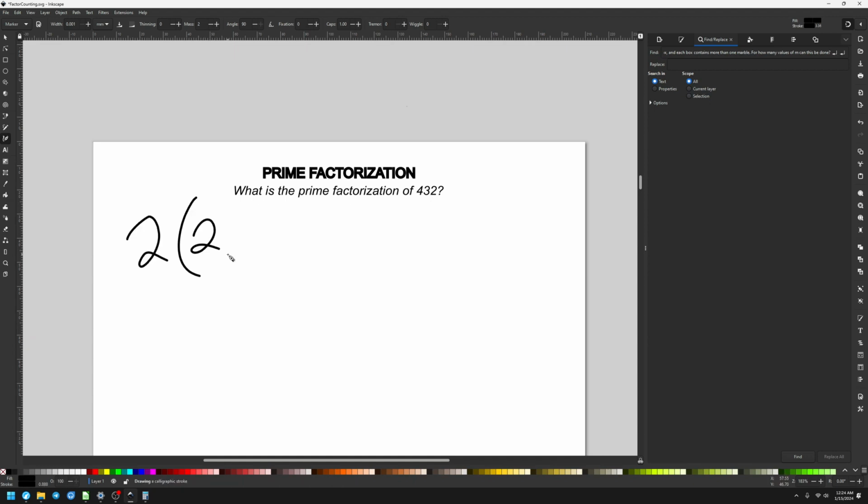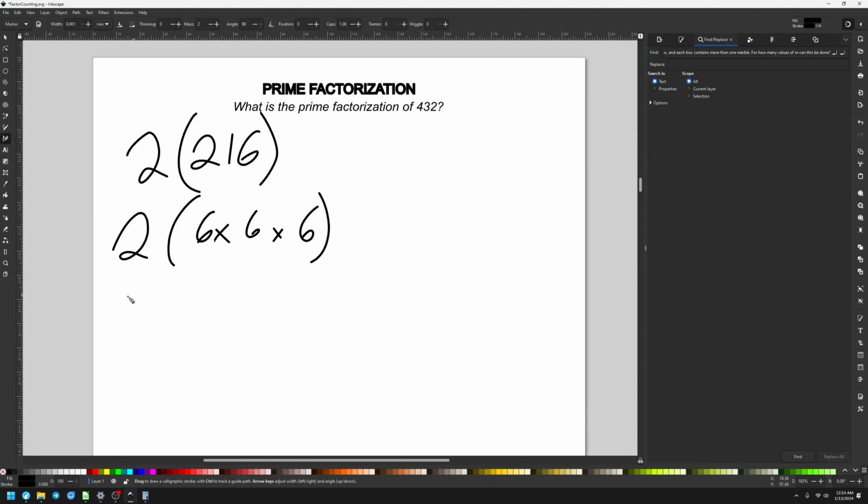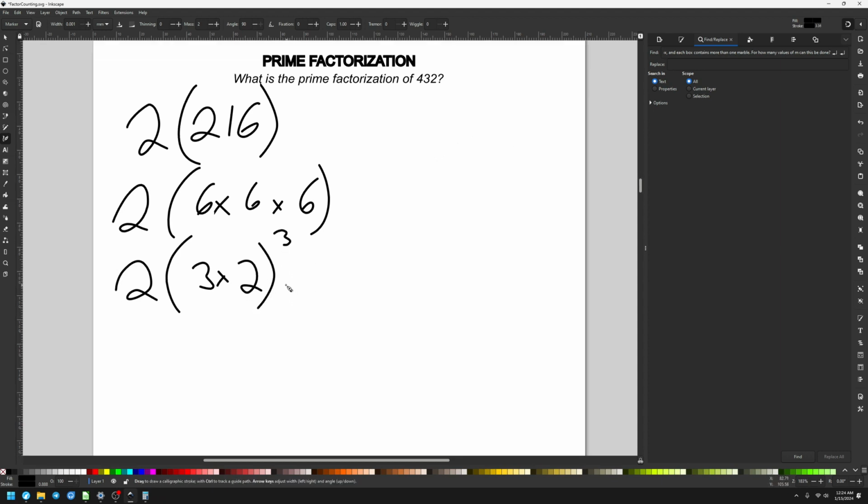So inside here it goes 216, because 2 times 216 is 432. And if you know your cubes, you know that 216 is 6 times 6 times 6. Let's write that down. 6 times 6. But we're not done yet because 6 is not a prime number, so we can reduce that further. 3 times 2. And since we have 3 of those 6's, we can cube this quantity. Okay. And we're going to be left with 2 times 3 cubed times 2 cubed.